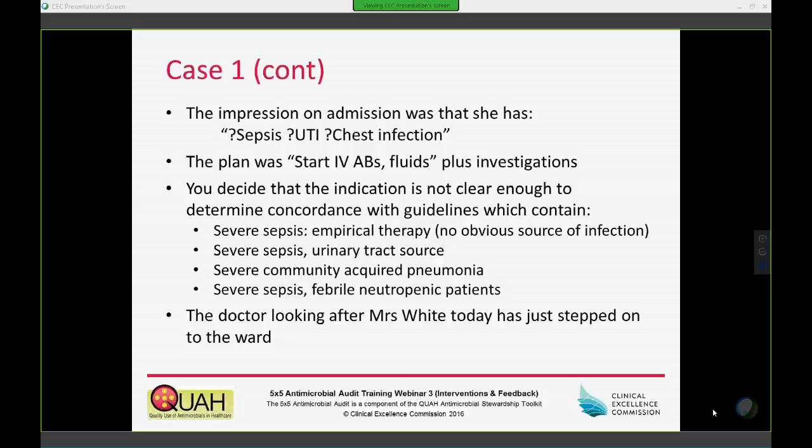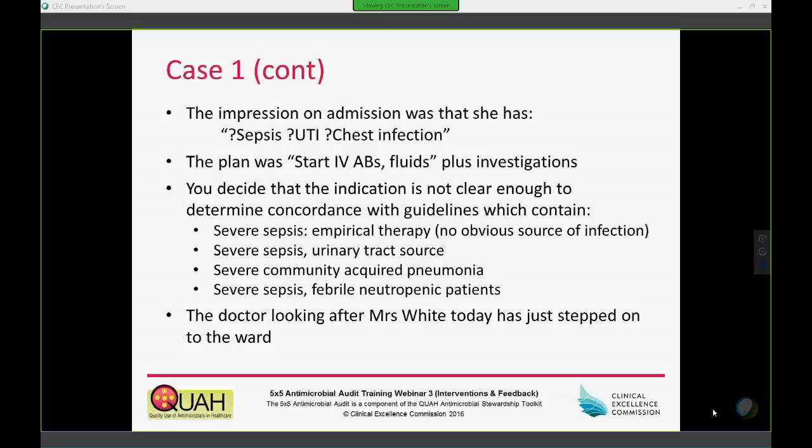And the doctor looking after Mrs. White today has just stepped onto the ward. So in this role play, I'll be the auditor, and Kate will be the doctor that's looking after Mrs. White. Okay, so here's our role play, take 1.